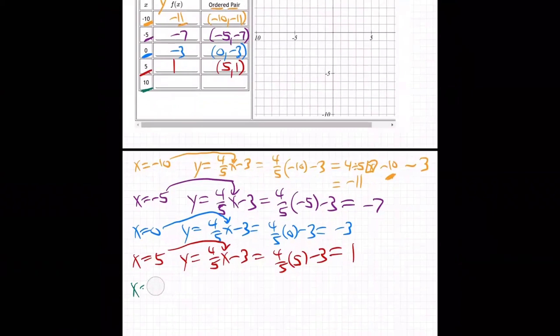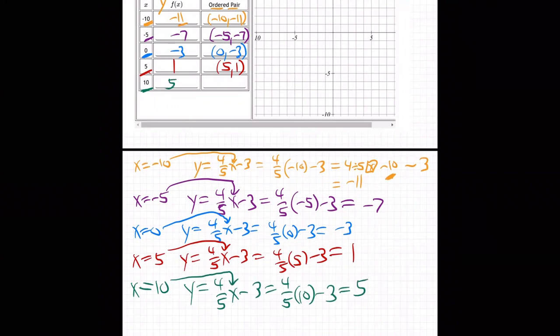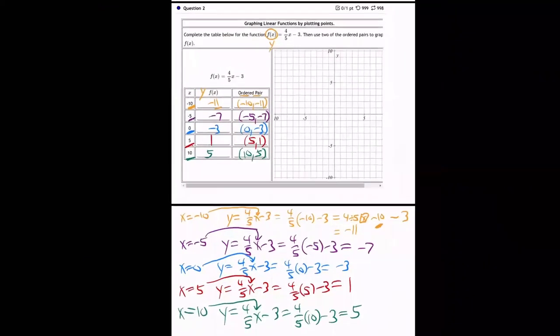Plugging in x equals 10. So grab the 10, plug it in. Got 5. So that's the point, 10, comma 5.